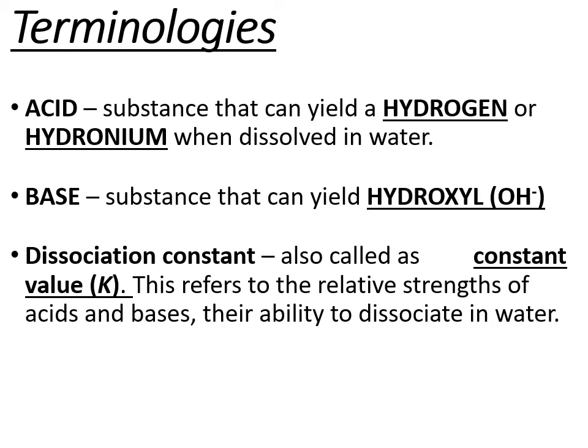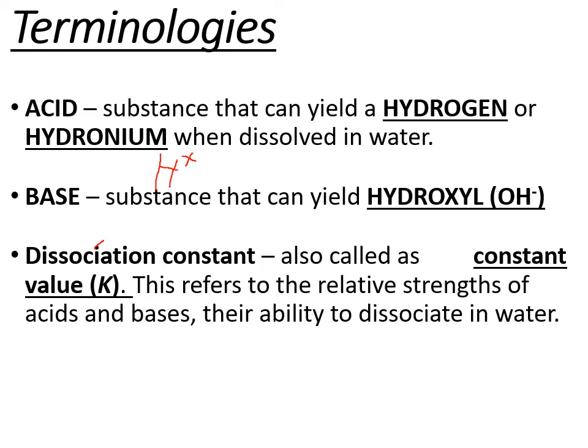So, what is the difference between an acid and a base? An acid is supposedly a substance with hydrogen content. And how do we write hydrogen? Right, H and positive. While a base is a substance that can contain hydroxyl ions, or OH negative. So that is the basic difference between an acid and a base.